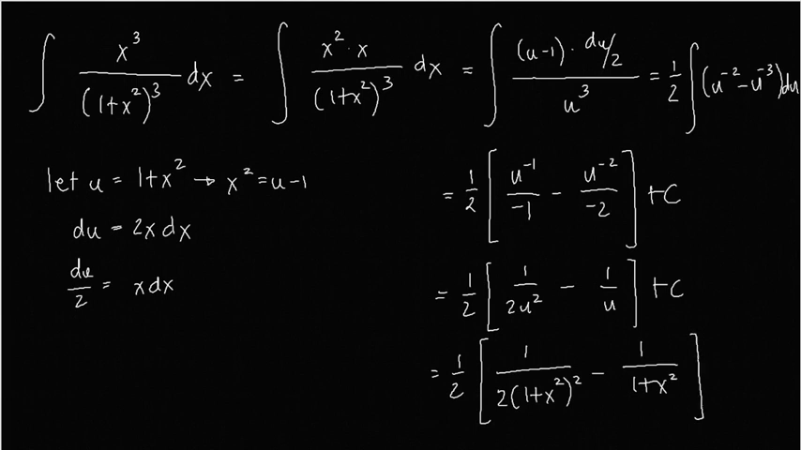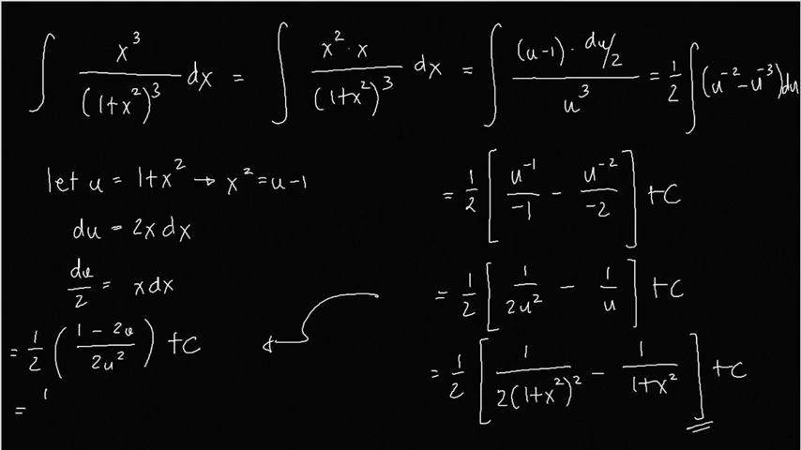So this can be an accepted format of the answer, but you can still combine these two by means of their least common multiples. Pwede nyo gawin dyan. That will be equal to 1/2 times, we have a denominator na 2u squared. So this is 1 minus 2u plus c. And then you can factor out 1/2. So this is 1/4 times 1 minus 2u all over u squared plus c.